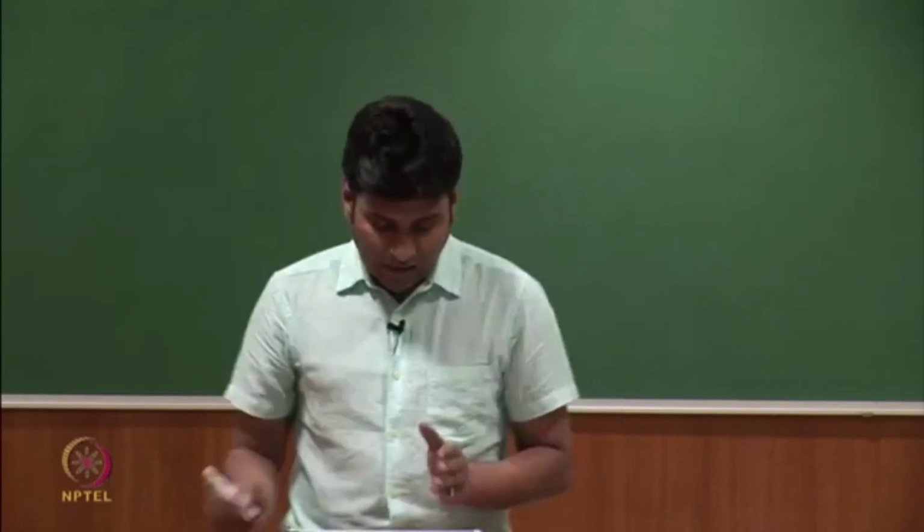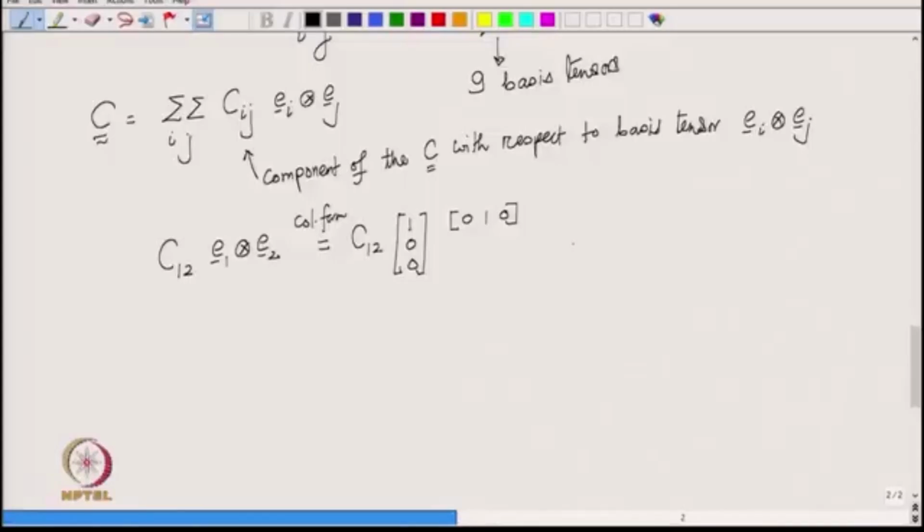You have to first find the components in the new coordinate system and then write those components in the column. Anyway, in this coordinate system, you work out this multiplication, and what do you get? You get a 3 by 3 matrix, where only the first row, second column entry is non-zero, and that is C 1 2, rest all are 0.